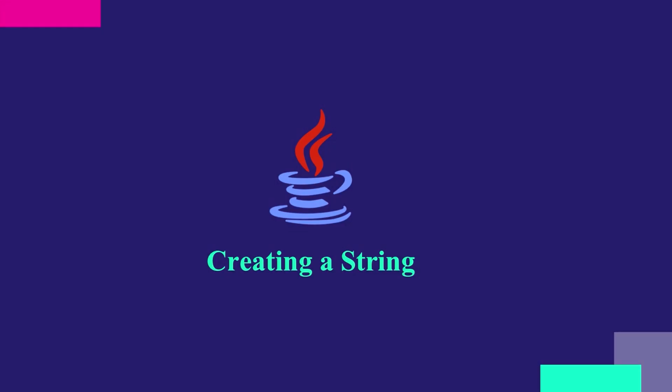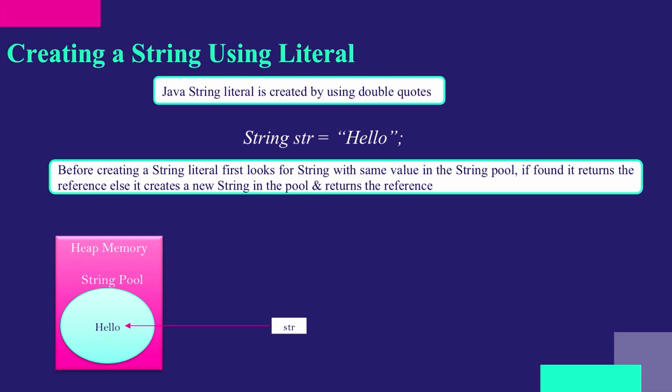Now if you want to create a string, there are two ways. Either you can create it as a literal, which we call an intern string, or create it with the new keyword, which we call an object. So let us have a quick look at how to create a string and how the heap and the string pool come into action. Considering we are going to use a literal to create a string, a Java string literal is created by just writing the string literal in double quotes.